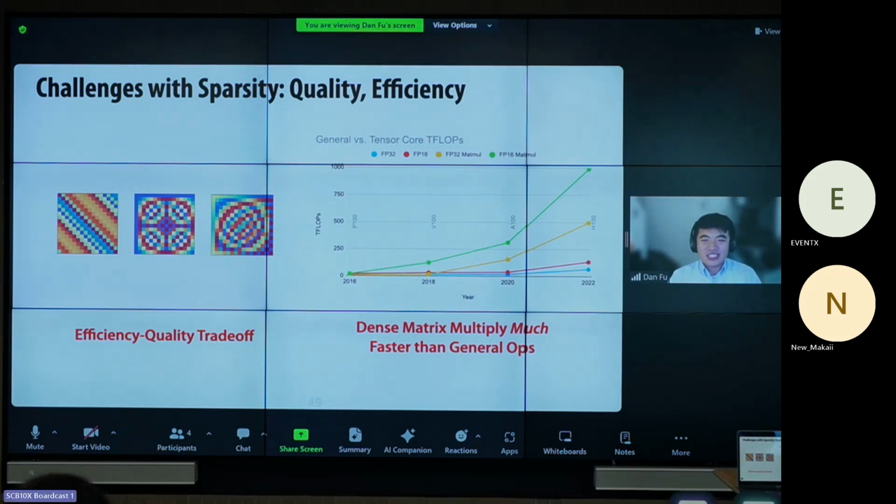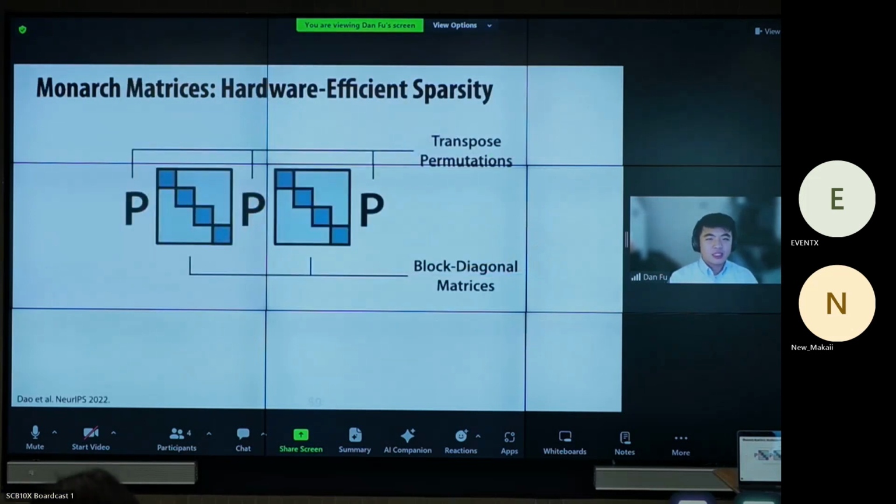So how can you actually get sparsity when you have these two joint challenges? Monarch matrices are a way to do this. Monarch matrices, a family of block sparse matrices, can satisfy both of these constraints. So this is the definition of a Monarch matrix. You've got these block diagonal matrices, these blue matrices that are shown here, interleaved with these transpose permutation operations.